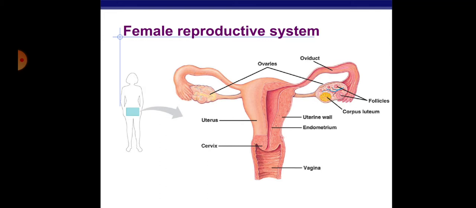Students, in continuation of my earlier part 2 of the reproductive system, wherein we had discussed the male reproductive system, I shall discuss the female reproductive system in part 3.